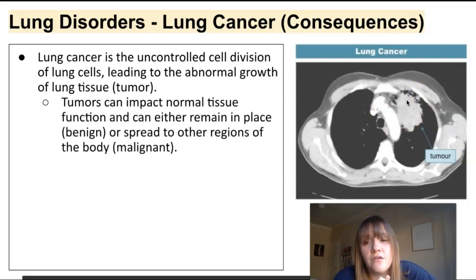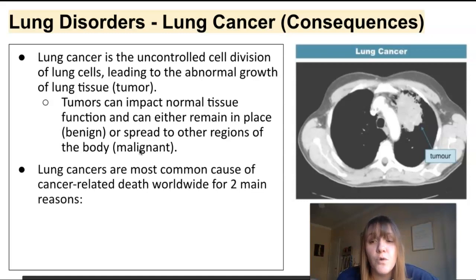Tumors can cause normal tissue function to stop, and they can either remain in place, so just stay in the lungs, or they can spread to other regions of the body. When they stay in place, we call that a benign tumor, and when they spread to other regions, you call that malignant. Usually malignant cancers are more difficult to fight.